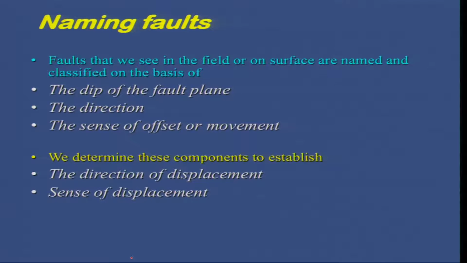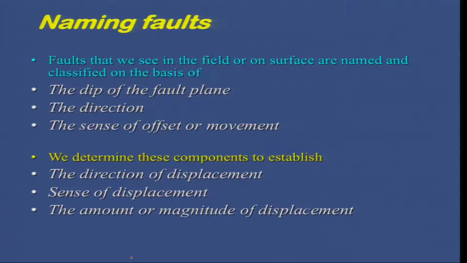And with the sense of displacement, we can then talk about the magnitude of displacement: how much it moved, whether it moved a few centimeters or a couple of meters. That is extremely important for us to note down. If you have this information, you can identify all these parameters. So, with this let us move ahead, to see how we will be able to differentiate between the different types of faults and how we can determine the sense of offset or the sense of displacement.